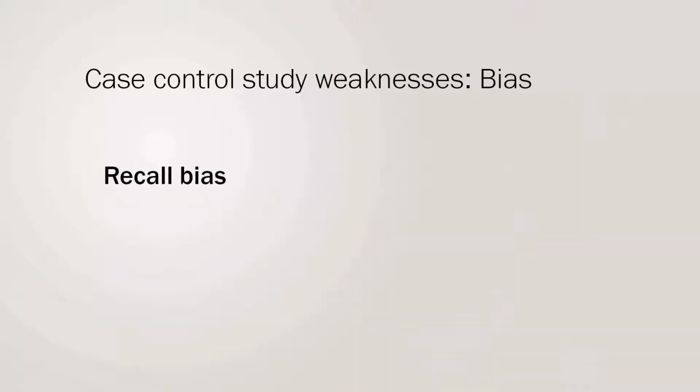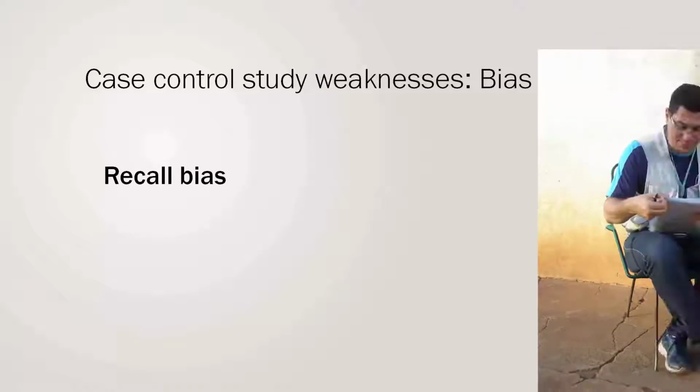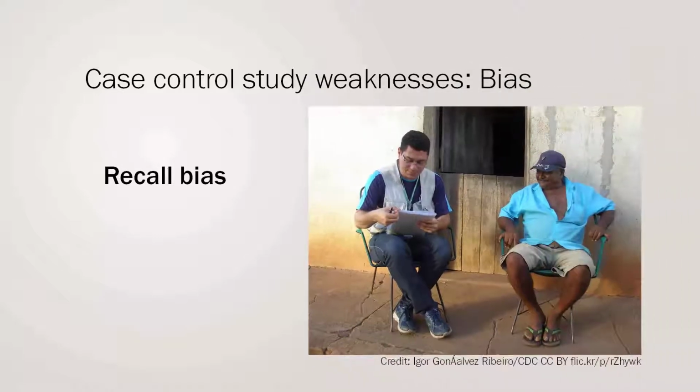Recall bias is when people with the disease remember events differently from those without the disease. This can happen because people with a disease may search their memories more thoroughly than unaffected controls when asked if they have been exposed to specific risk factors.